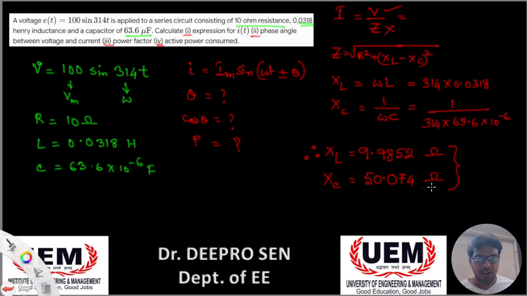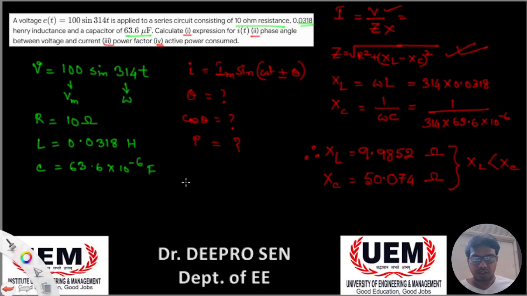You can see from here XL is less than XC. So for this expression, we can safely assume that this is an overall capacitive circuit where the final current will be leading the voltage. Okay, how is that obtained?